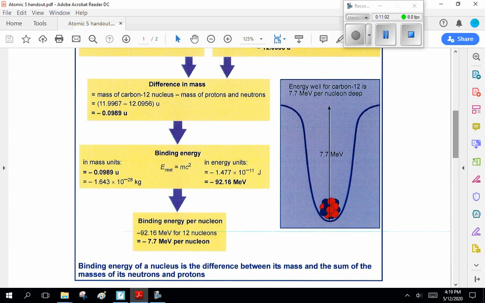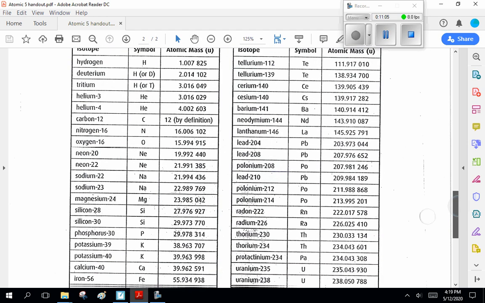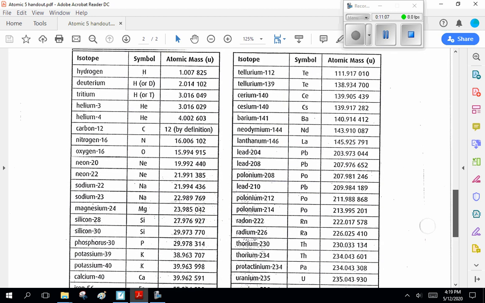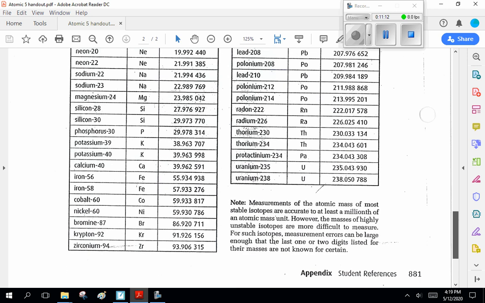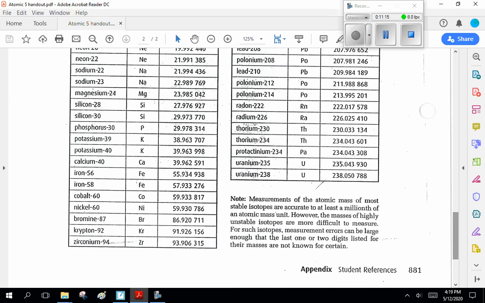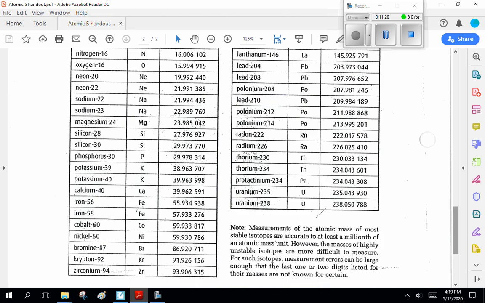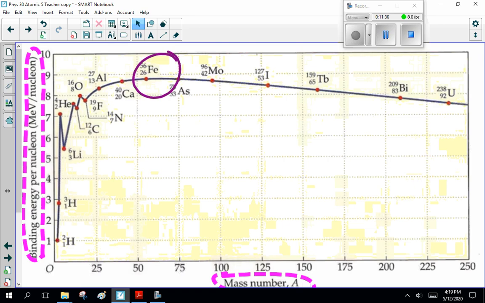All right? Now, the back page of this is atomic mass of selected isotopes right from your textbook, page 881. Notice this usually goes to six decimal places, but some of them were a little fuzzy on the last decimal because they're unstable. And notice there's U-235, U-238, a couple of thoriums, poloniums, multiple isotopes. A little disappointed there's only one lead, but there's actually 8 lead isotopes. Anyway, this is just a few of them. You can always Google them if you want. Now getting back to binding energy per nucleon.